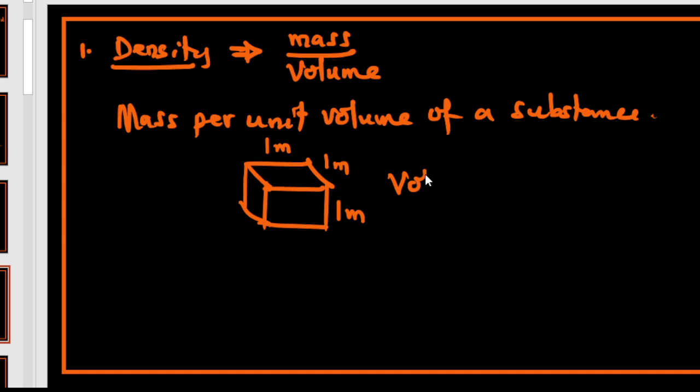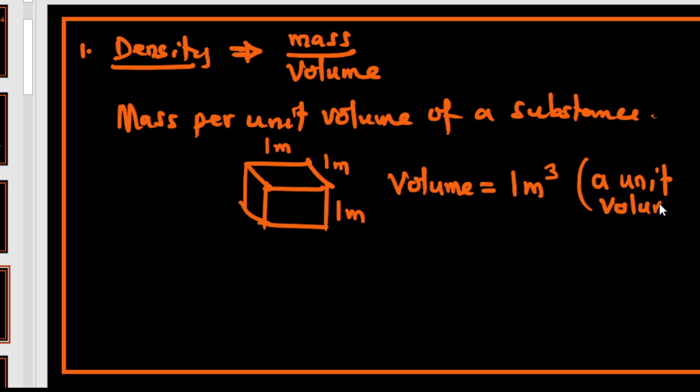If I ask you for the volume of this box, can somebody tell me what the volume will be? Thank you very much. Since volume in this case is length times breadth times height, we have 1 times 1 times 1. That gives us 1 meter cube. So this is called a unit volume. The word unit means 1, right? This is 1 meter cube.